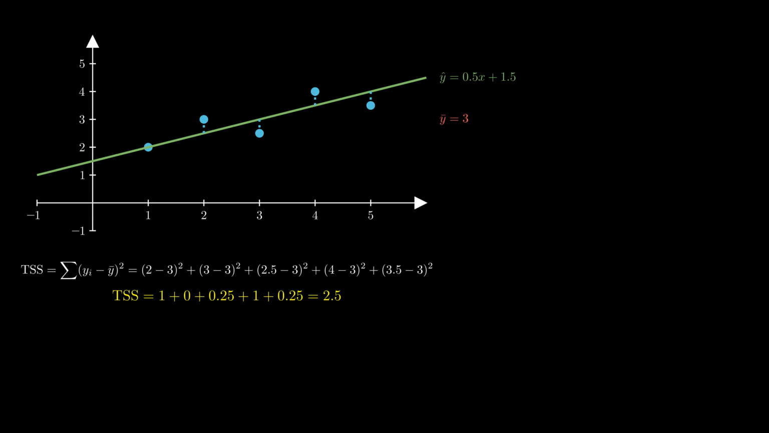These residuals are used to calculate the sum of squared errors, SSE. The SSE is calculated by summing the squared residuals. For our model, the SSE is 1.0.